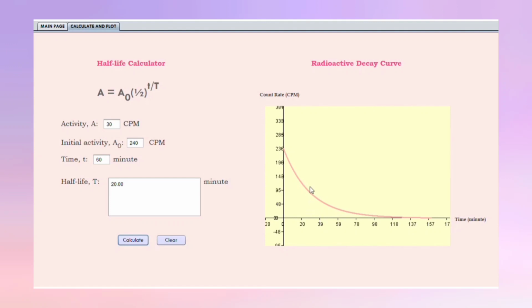To conclude, this program will definitely help you in computing the half-life based on the equation above and thus will help you to generate the radioactive decay curve based on the answer computed. And from this graph also, we can get the value of half-life for other activities as well.